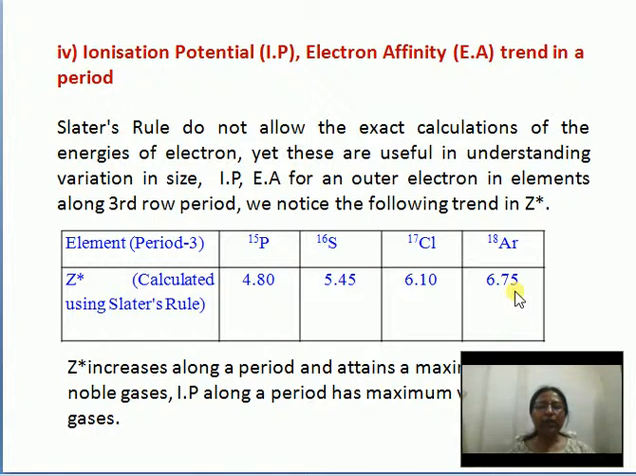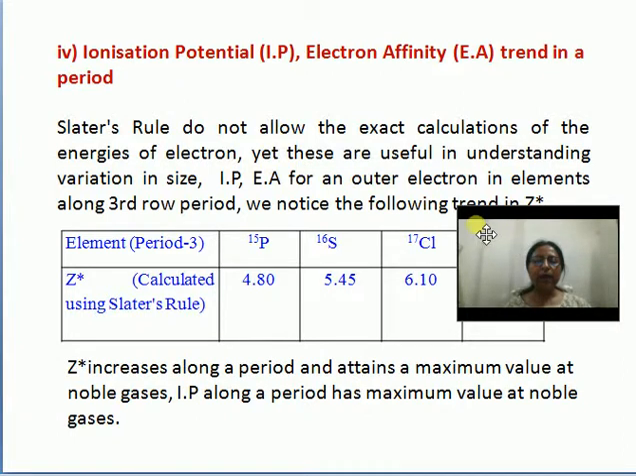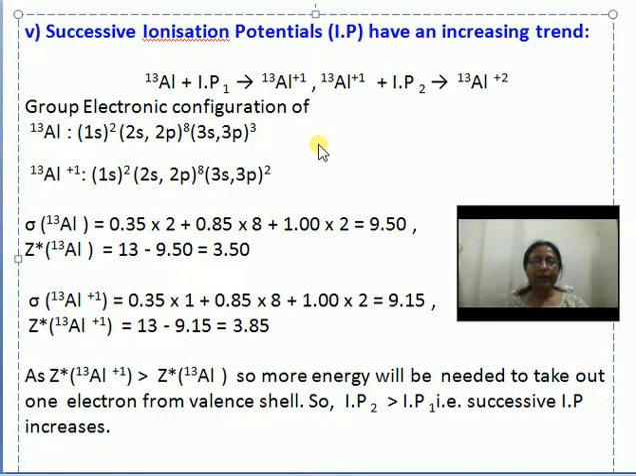What is the meaning? Meaning is that the atomic size will be less, and if the Z star is more, you can understand the ionization potential, that is the amount of energy needed to knock out one electron from the valence shell, will be obviously more, and the electron affinity for these atoms will be also more. So likewise we will be able to explain all the trends of these physical properties in the periodic table using Slater's rule. So let us come to another point.